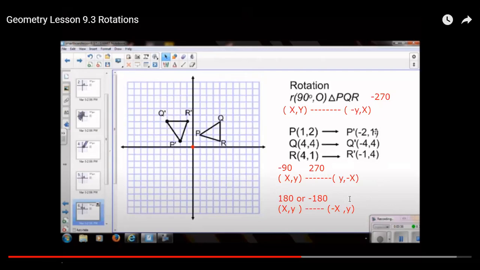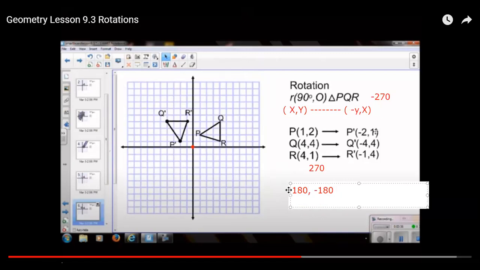90 and negative 270, the same. Switch and change the sign for the first. Negative 90 and 270, switch and change the sign for the second. 180 or negative 180, it will be the same, but we will change the sign for both. For this one, it will be negative x and negative y for 180.